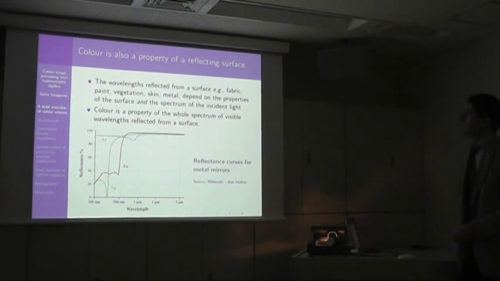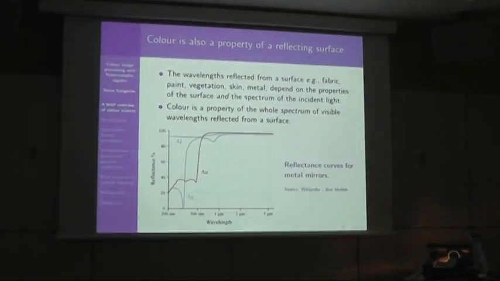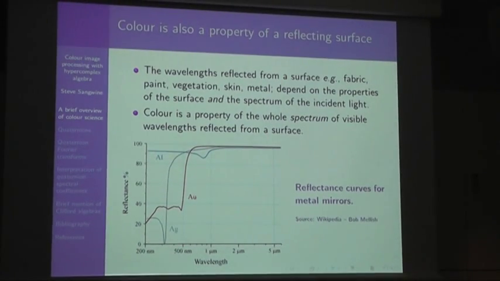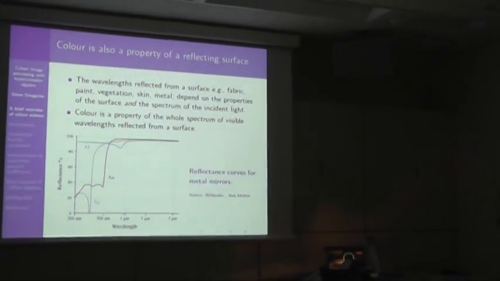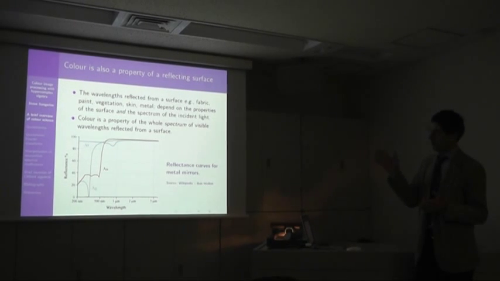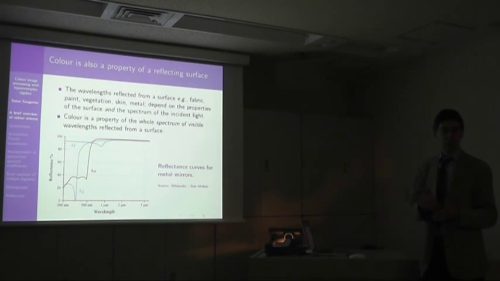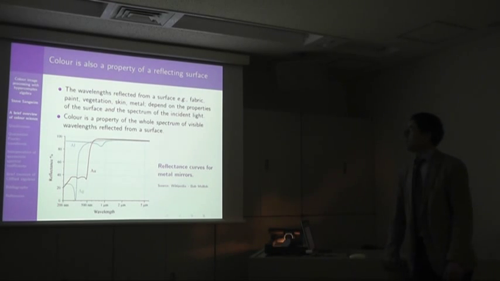And so we can immediately see that colour is a property of a reflecting surface. And this is made very clear in this diagram, which I took from Wikipedia, because it shows reflectance of metal mirrors, polished samples of aluminium, gold and silver. And it shows for each wavelength the percentage of the incident light on the mirror which is reflected. And you can see immediately why gold appears the colour that it does, orange and yellow colour, whereas aluminium appears almost neutral, very silvery, and silver has something in between.